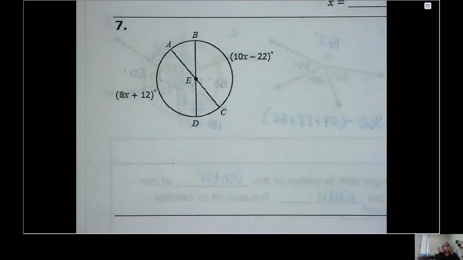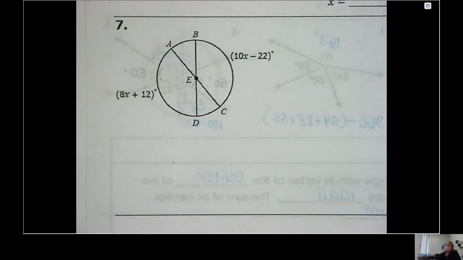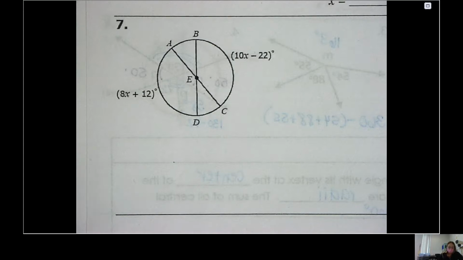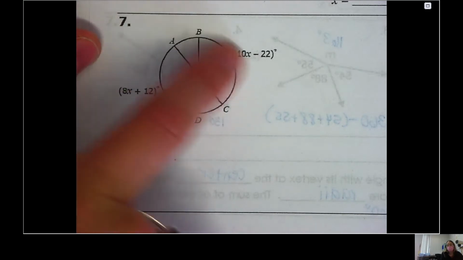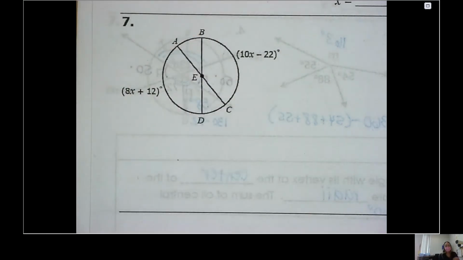All right, number 7. Now, this one's a little bit different because you've got equations, but don't let that freak you out. You've got equations, so you're going to have to solve for x first. Okay, what do you notice about the 2 arcs that are given to you? Are they major? They look like it, but I gave you from B to C. Is that less than or greater than a straight line? Well, here's a straight line. Oh, it's less, so it's a minor arc. Oh, okay. 2 minor arcs.